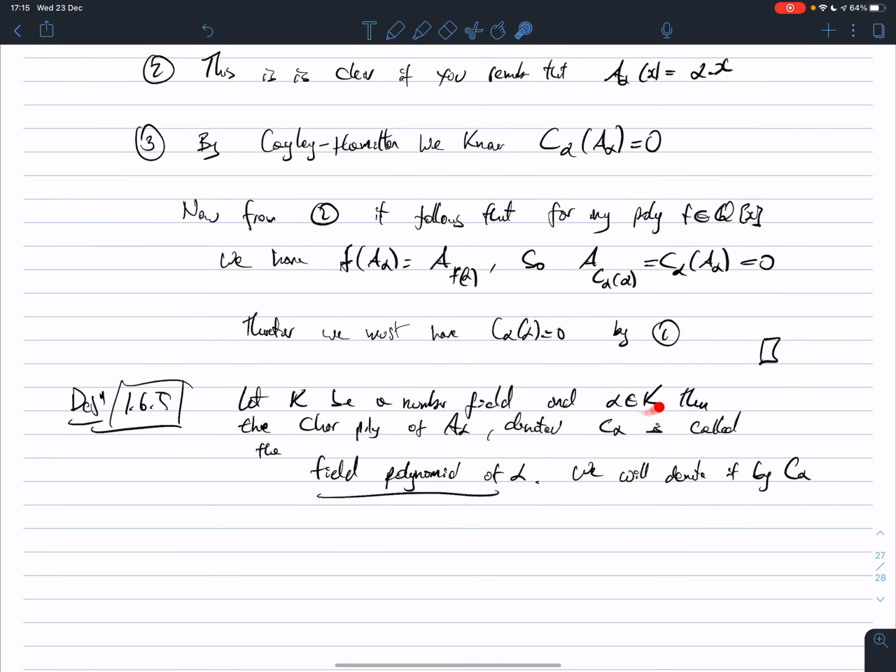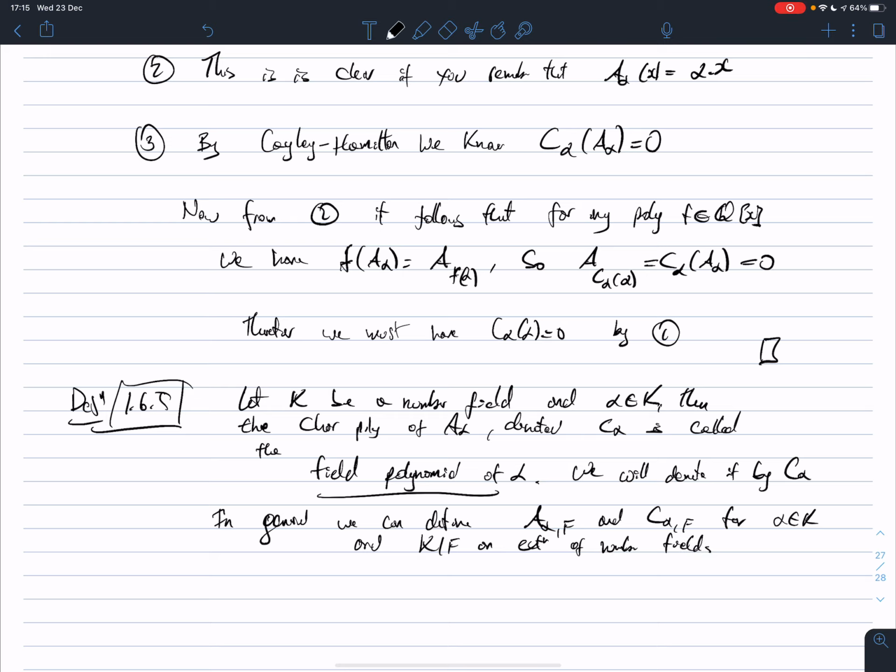if I were working over a field, say K over F, then this polynomial would depend on what field you're working over. So if I'm working over the rational numbers, then I'm just going to write it C of alpha. But I'll say in general, we can define A alpha of F and C alpha of F for alpha in K, and K over F an extension of number fields.